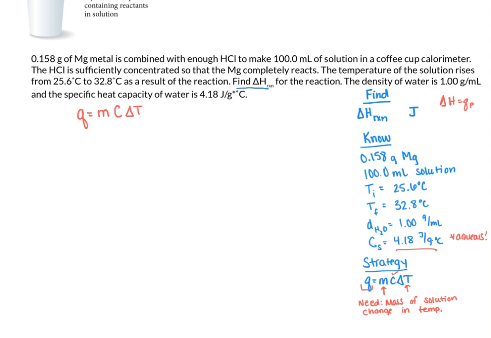Okay, so let's start with our M value. We know that we need the mass of solution. Well, we don't have mass, but we have volume. We also have the density of the solution. And we know from previous chapters that we can use density as a conversion unit, or a conversion factor. So we can just do a conversion to get M.